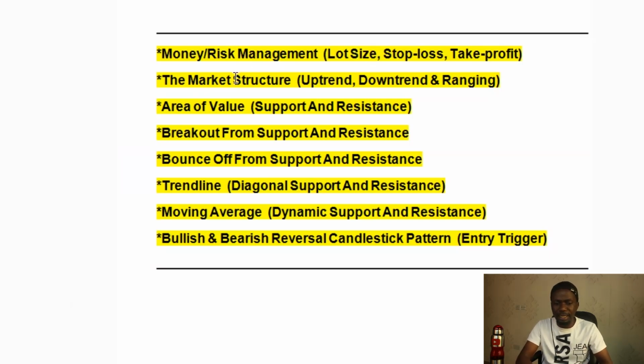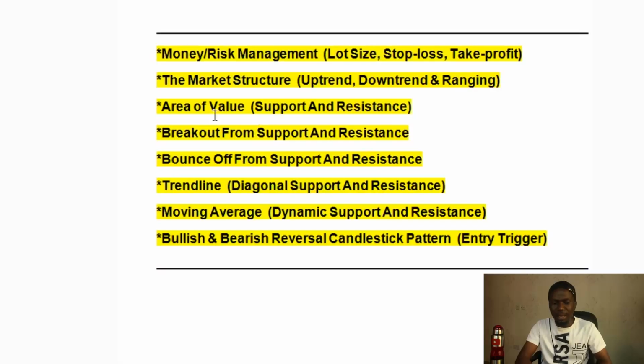Then we also looked at the market structure. We look at the market structure because this is the first thing you should look into before you plan your trade. The market structure has to do with uptrend, downtrend, and range. So you know when to trade, whether you should enter or stay away. If the market is in an uptrend, you are only meant to buy. If the market is in a downtrend, you are only meant to sell. And if the market is ranging, then you buy from the resistance and you sell from the support.